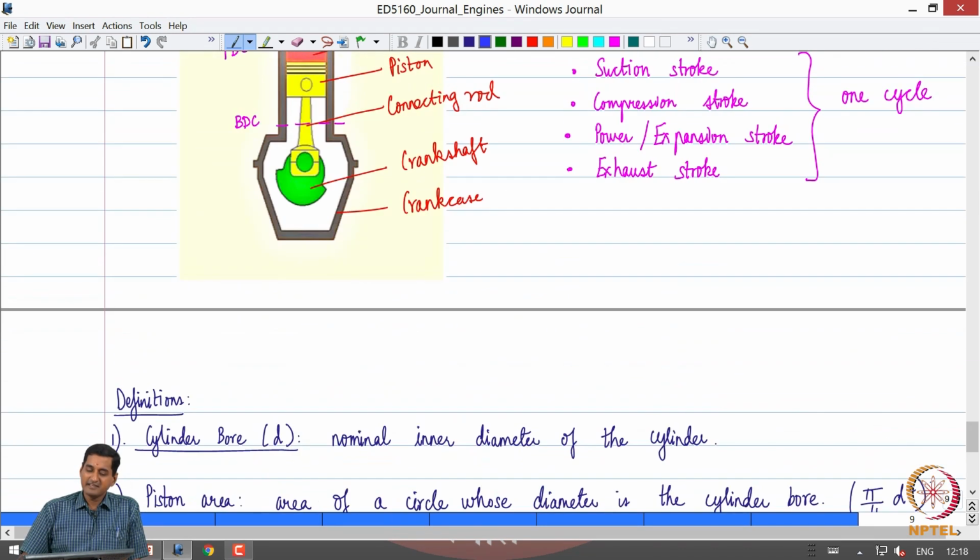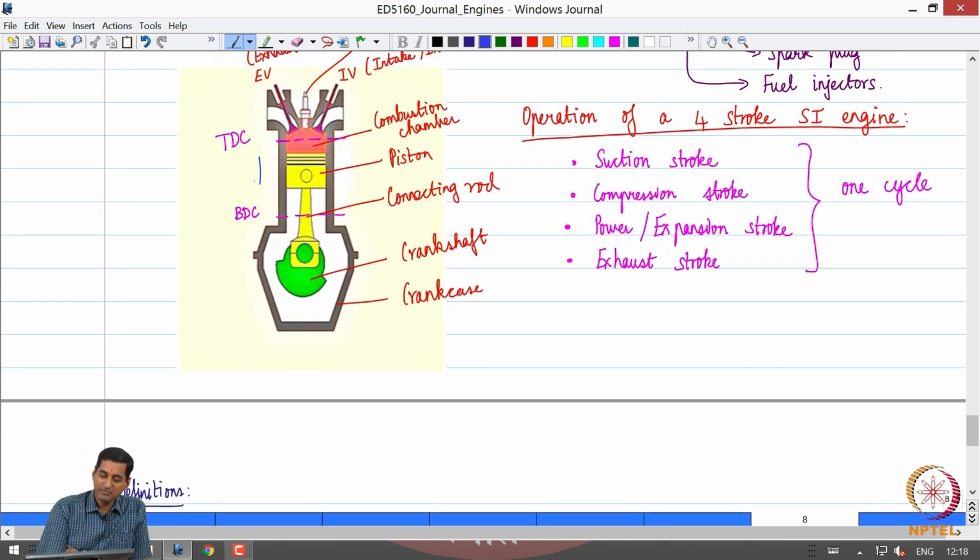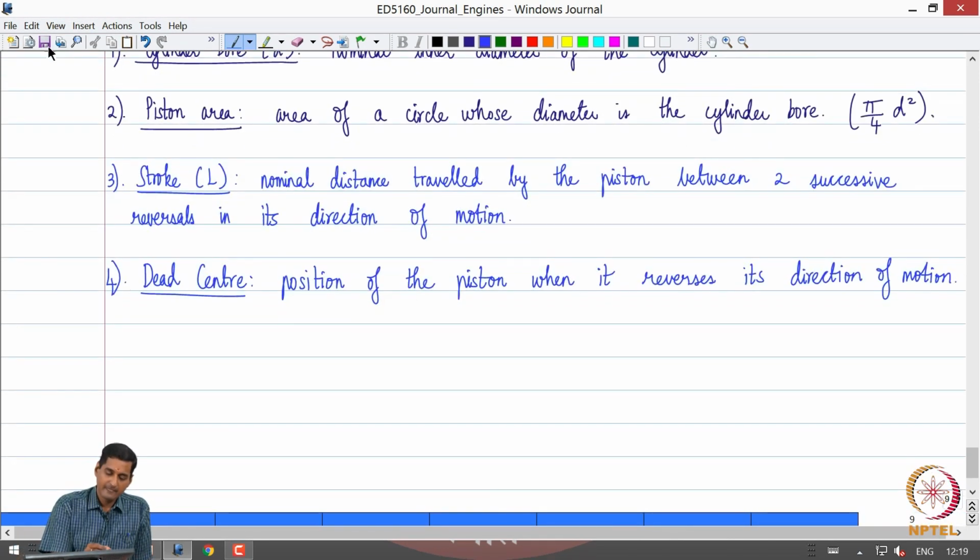Just going back to this diagram, you see that the piston is going to move up and down. The nominal distance moved by the piston between two successive reversals of its motion is the stroke L. In this diagram we are yet to define TDC and BDC, but this distance will be the stroke L, and the dead center is the position where the piston reverses its direction of motion. For example, if the piston is moving up, it reaches the top dead center, reverses its direction of motion and starts moving down, and vice versa at the bottom. Those are what are called dead centers.